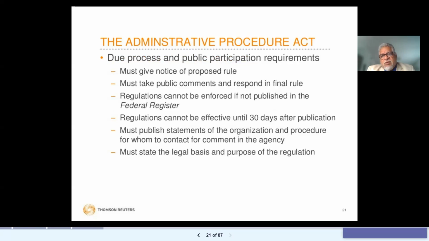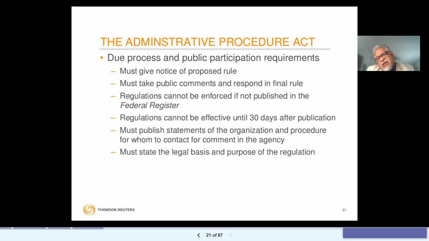The due process and public participation requirements of the APA are that agencies must give notice of the proposed rule, must take public comments, and must respond in the final rule. Regulations cannot be enforced if they are not published in the Federal Register; they have to give public notice to everybody. They cannot be effective until 30 days after publication, usually no more than 90 days, but about 30 days. And they must publish statements of organizational procedure and whom to contact for comment in the agency.